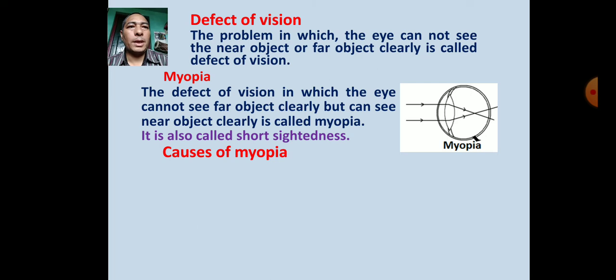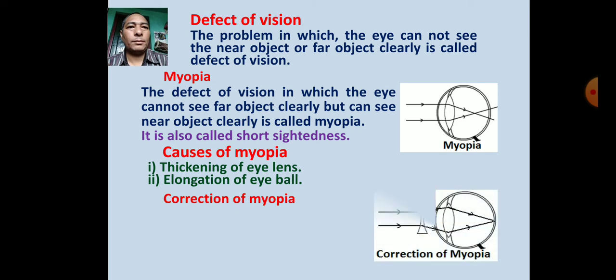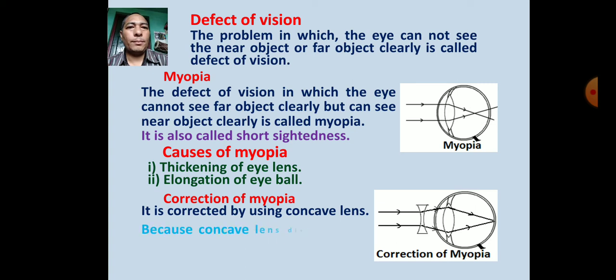Causes of myopia. 1. Thickening of eye lens. 2. Elongation of eyeball. Correction of myopia. It is corrected by using concave lens because concave lens diverges the ray of light and forms image at retina.